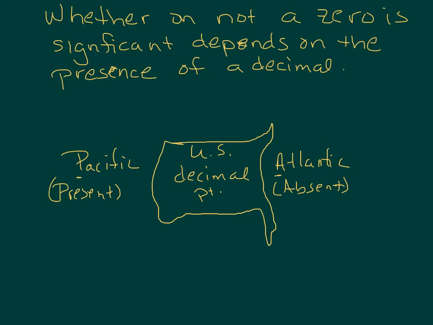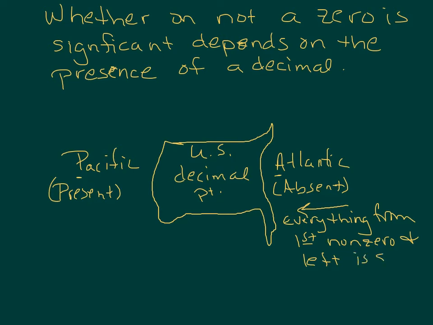If my decimal place is absent, I'm going to start at the end of the number and move to the left until I hit a non-zero digit. So everything from the first non-zero and left is significant. Let's look at an example. If I took 15,000, there is no decimal place there, so I'm going to move from the end of my number and count everything from my first non-zero digit to the left. So that would be the 1 and the 5. There are 2 significant digits in that number.